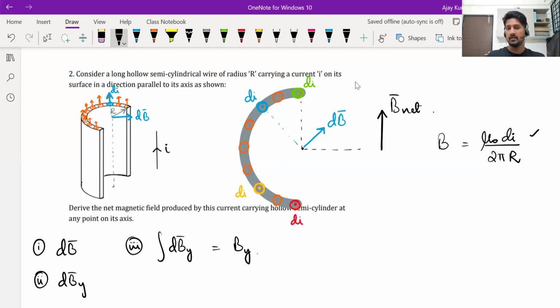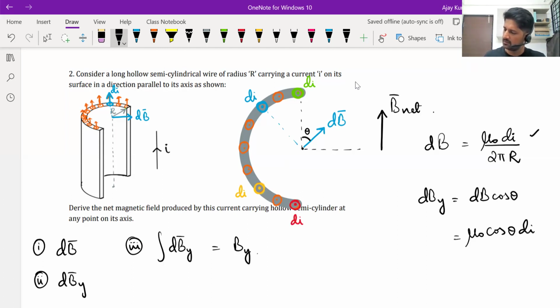Correct. Now we need to take the y component. For components, we need angles. Let's call this angle theta. Since we took the angle with the y-axis itself, you should call this dB, small magnetic field. Then dB's y component becomes dB cos theta, which is mu naught cos theta di by 2 pi r.